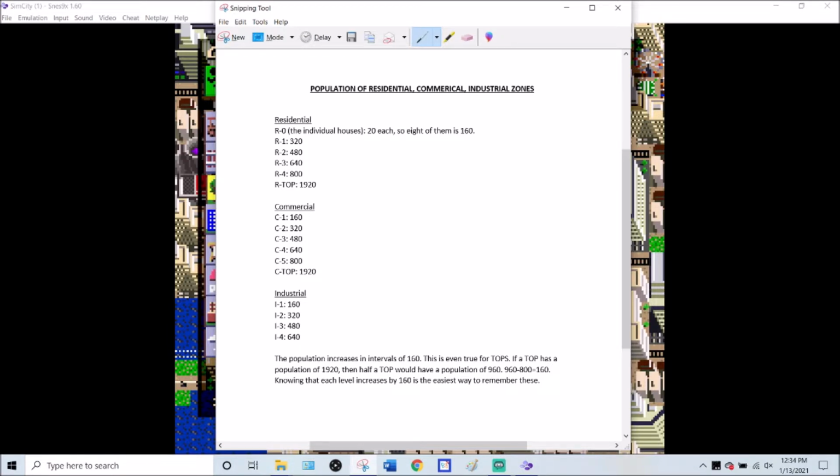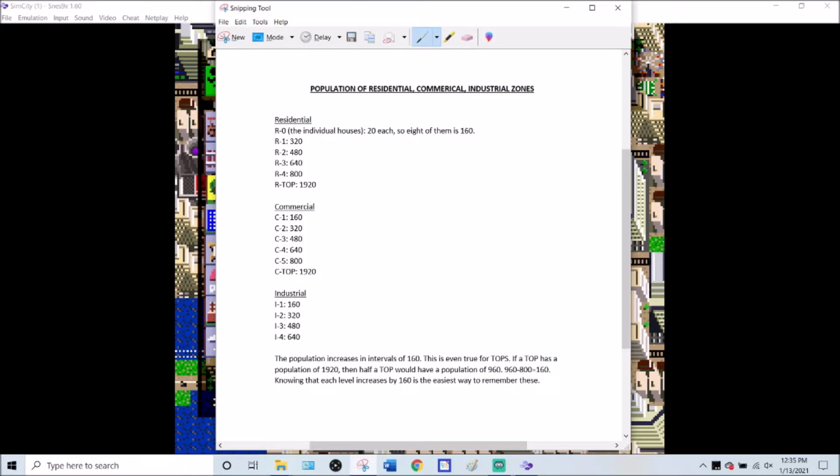Then it will go up a level and another level and so forth. It can go all the way to an R top. Same rules apply for a commercial zone and an industrial zone, except these don't start as houses. Now, rather than memorize this table, what you can do is remember that every step, it goes up by 160 residents.